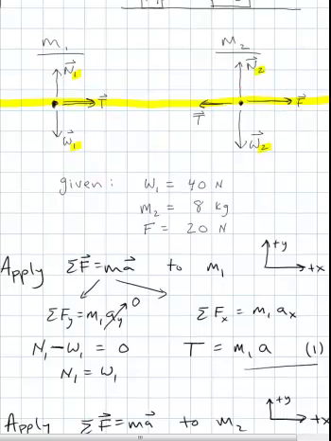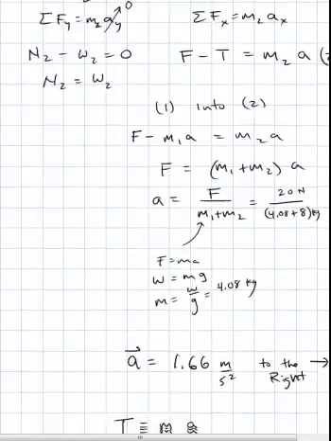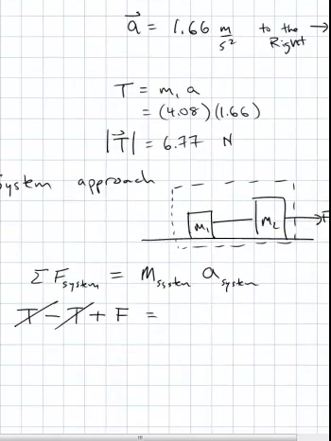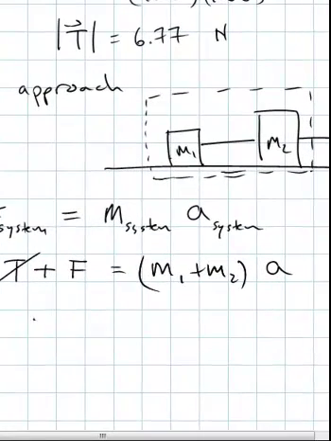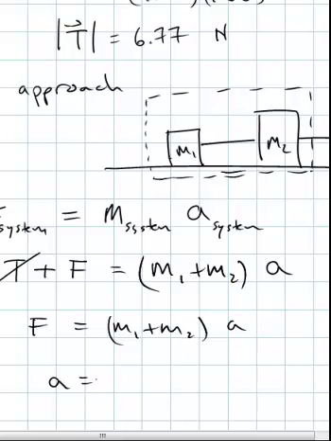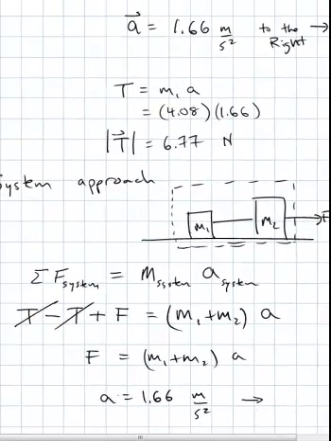I just added up all my forces in the direction of motion, and what happens to my internal forces? They cancel out, and then I'm left with the mass of my system, which is M1 plus M2, and the acceleration of the system we're just calling A. Another way to look at it is to look at this dashed box right here, and the only thing that reaches into that dashed box is F. So we have F is equal to M1 plus M2 times A, and that's exactly what we got earlier. So we end up with A is 1.66 meters per second squared to the right.